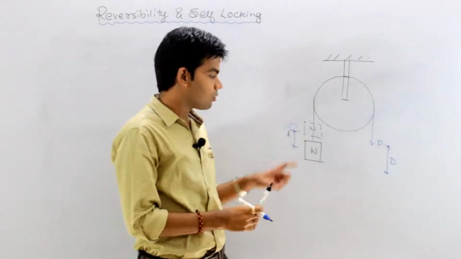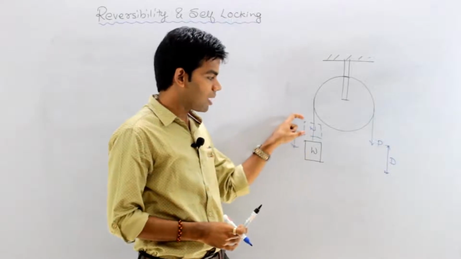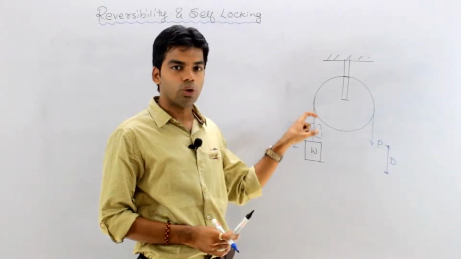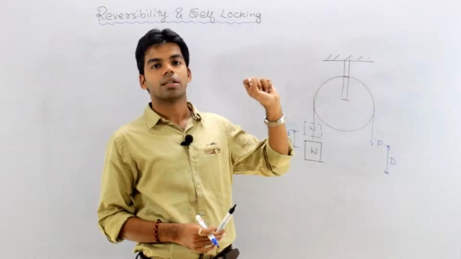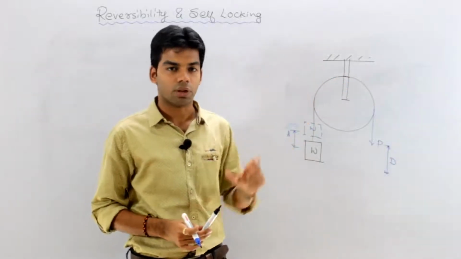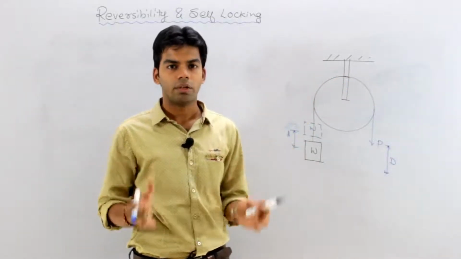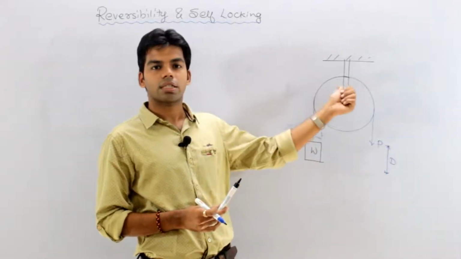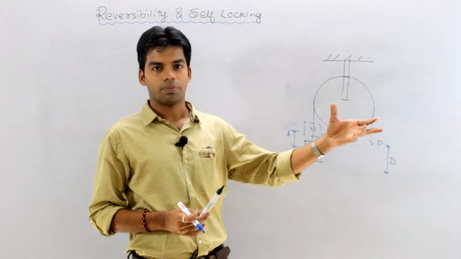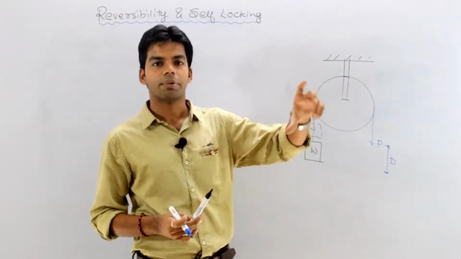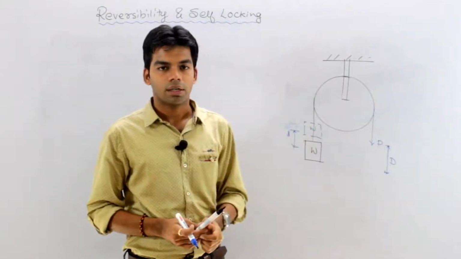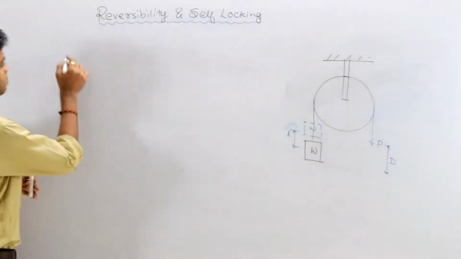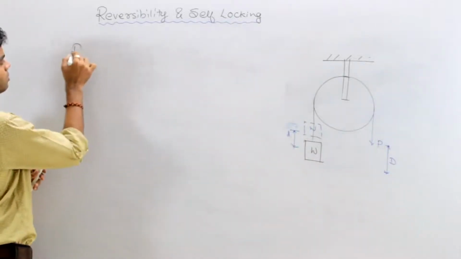Getting this one? That means the work done by this weight W, which is equal to W into d, should be greater than the frictional resistance in order to reverse for a reversible machine. Then only it will be able to reverse. If it is less than the frictional resistance, then the machine will be self-locked. That means it is not getting reversed. Why? Because of the frictional resistance. Getting this or not? Therefore, first is the condition for a reversible machine.